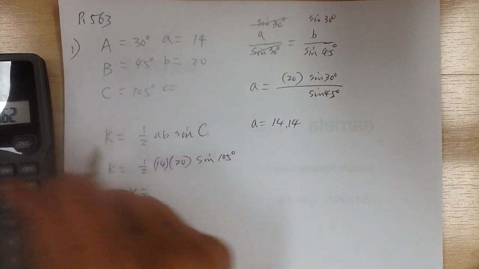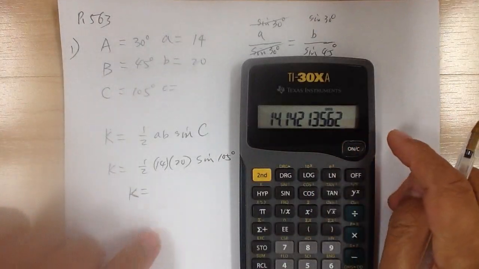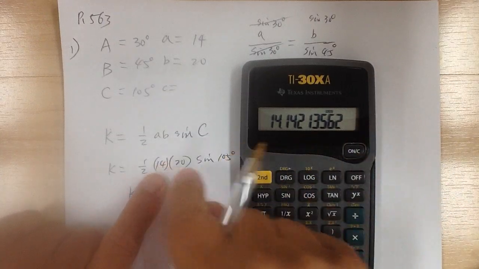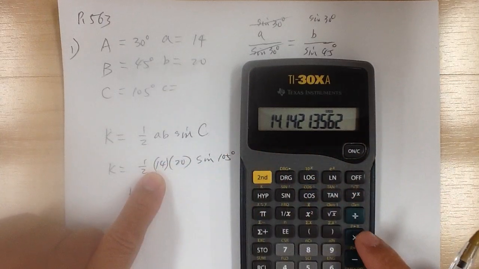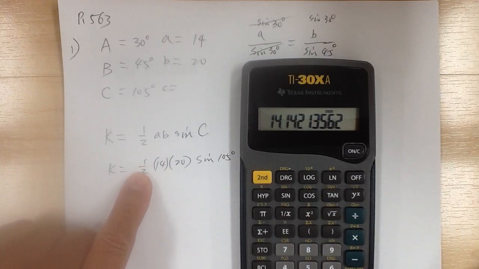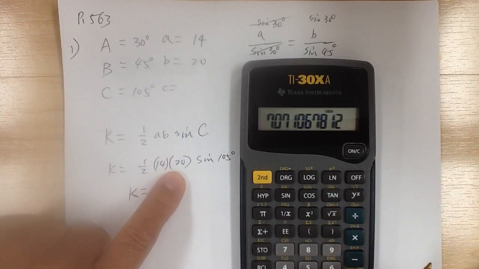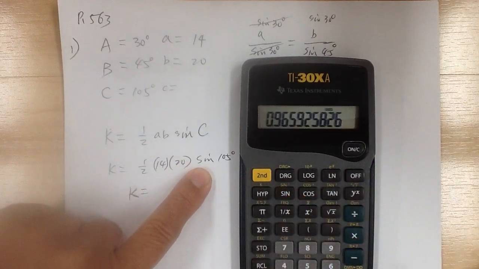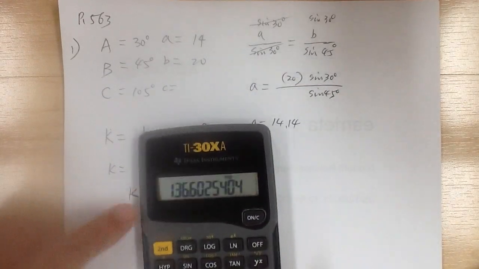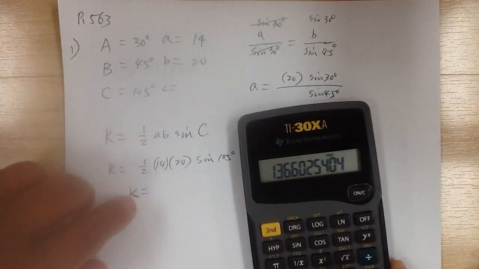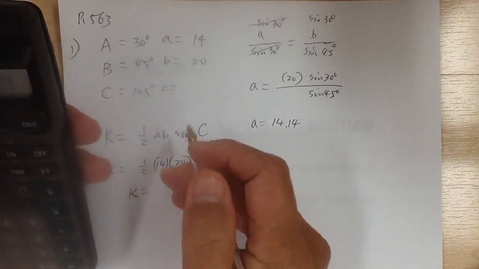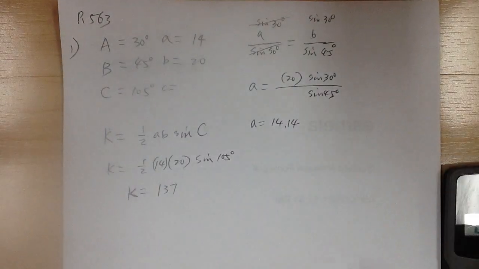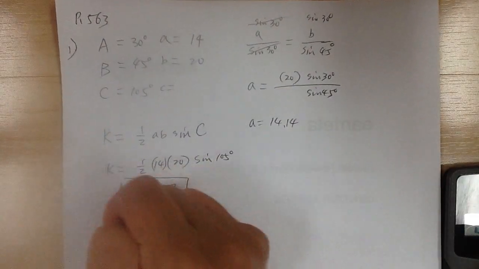So K equal to, I'm going to just keep this number since I have this number already. So this is actually 14.14. So I'm going to times it by 1/2, so 0.5, times it by 20, times it by 105 sine equal. And if you round off to 3 digits, it'd be 137. And this one does have a label. Okay, and that's it.